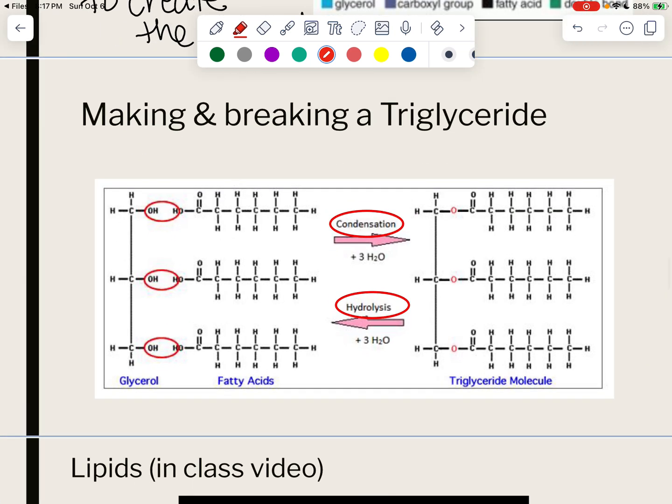So in order to make and break a triglyceride, I need to either add water. If I add water, then I am going to break it apart. We call that hydrolysis here. And if I want to remove water, that's when I want to put them together here. So if I remove waters, then I can make these 3 bonds.